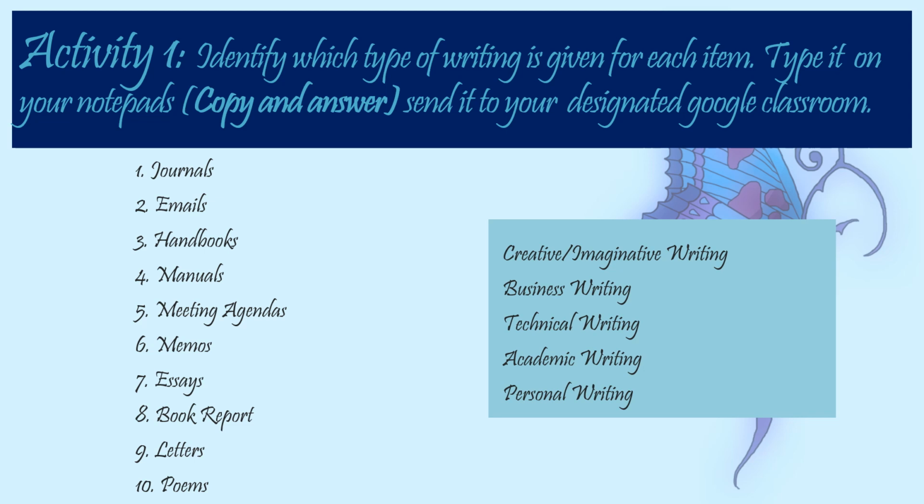And for our first activity, identify which type of writing is given for each item. Type it on your notepads, copy and answer. Send it to your designated Google Classroom. The choices are in the blue box: creative, imaginative writing, business writing, technical writing, academic writing, and personal writing. Okay, so copy and answer.